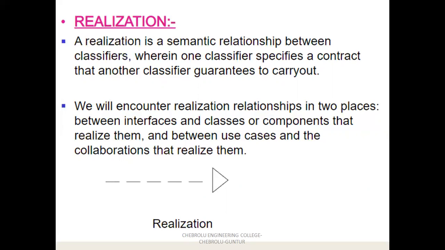The fourth one is realization. Realization is a semantic relationship between one classifier and another classifier. One classifier specifies the contract, and the other classifier is guaranteed to carry it out.